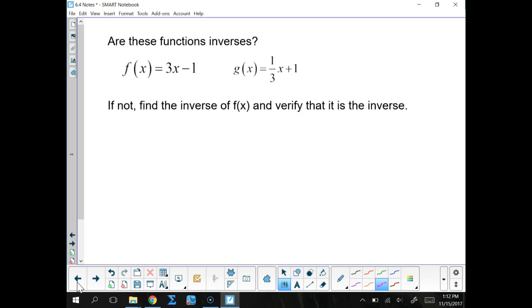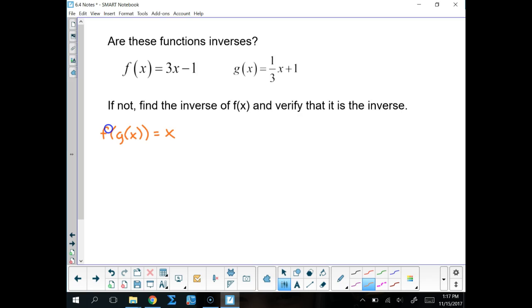So, find out if f and g are inverses, and if they're not, find the actual inverse of f of x, and verify that it is the inverse. Okay, go for it. Okay. So if I want to prove that f and g are inverses, then f of g of x has to equal x, right?